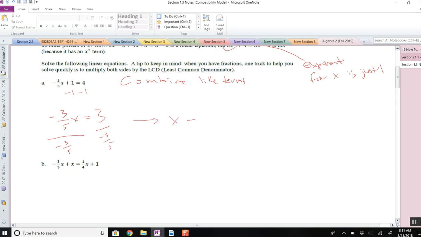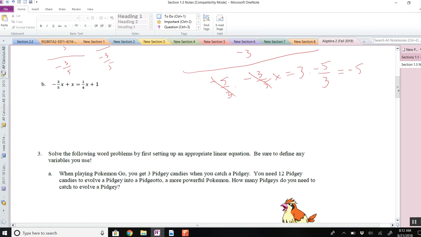So then x is going to equal 3 times 5 over negative 3. And that becomes just negative 5. Remember, when you divide by a fraction, you flip the fraction over and turn it into a multiplication problem. If you so desire, when we're at this step over here, you could have multiplied both sides by negative 5/3. That would have been the same thing. Because when you multiply a fraction by its reciprocal, they're going to cancel out, and you still get the same thing. So let's take a look at part B now.